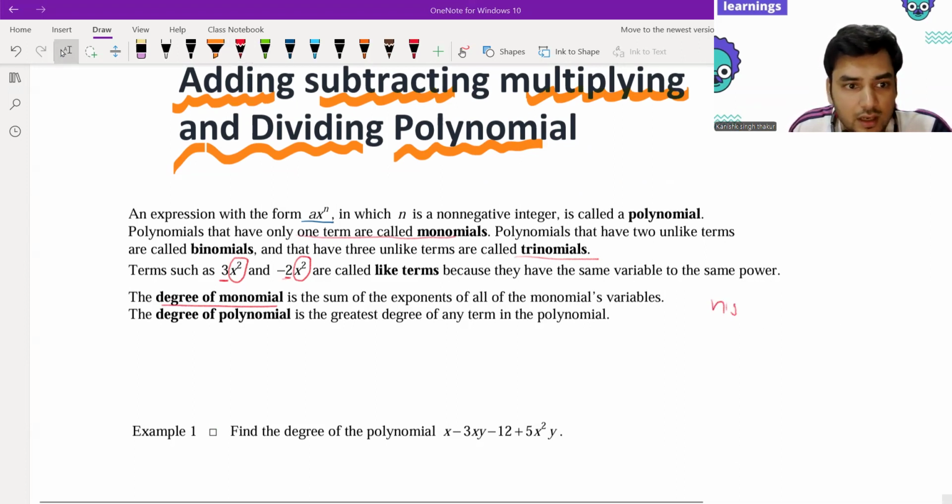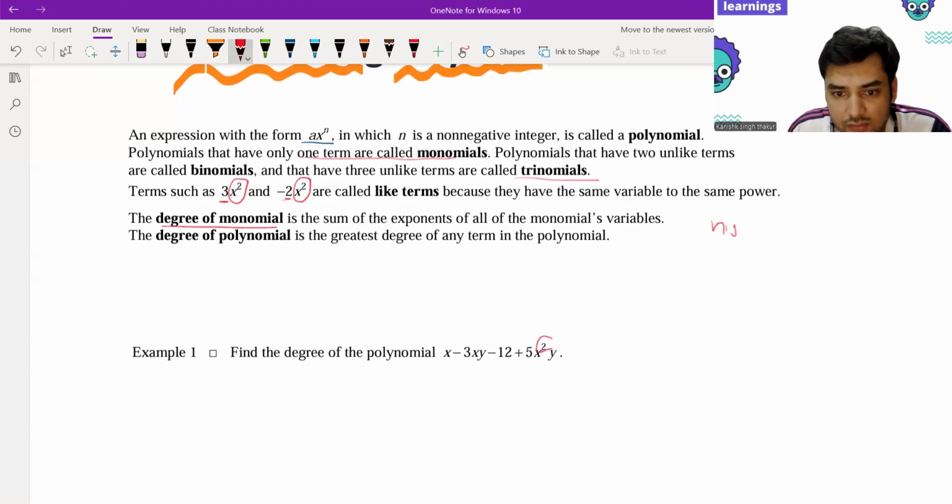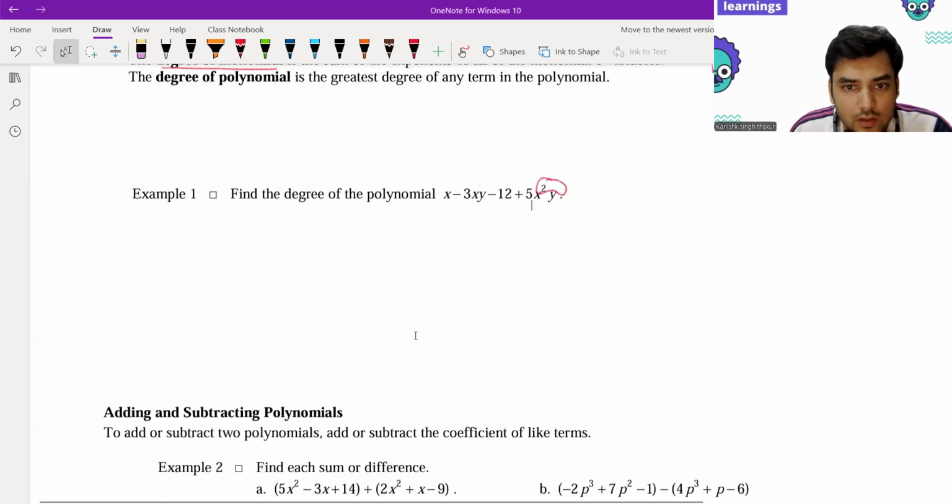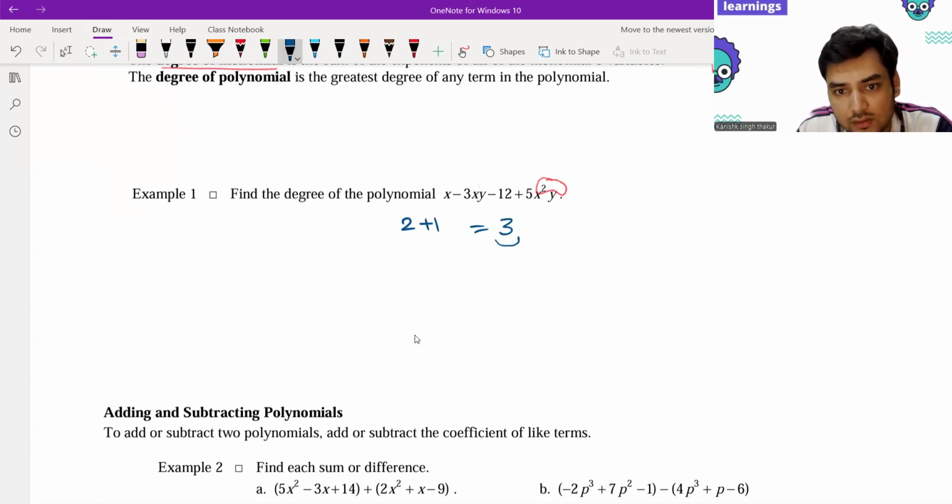Suppose here I'm talking about the degree of a polynomial. So here the highest value is 2 plus 1, which is 3. So the degree here is 3. So this is what the degree of a polynomial is. Okay. Now let's go ahead. Okay, so here since there are two variables, I'll take the sum of them. So it is 2 plus 1, which is 3, right? So this is what the degree of a polynomial is.